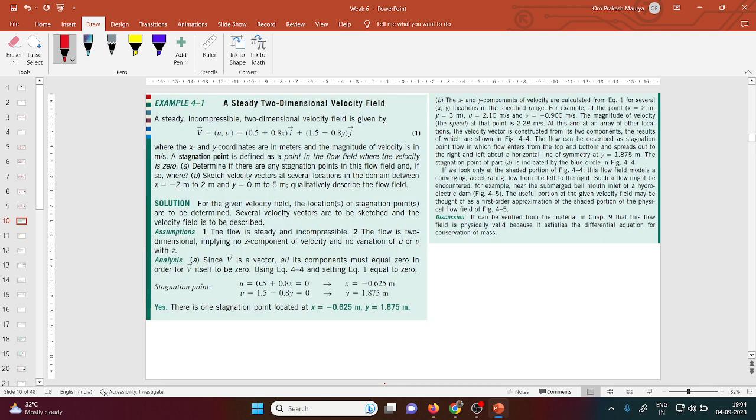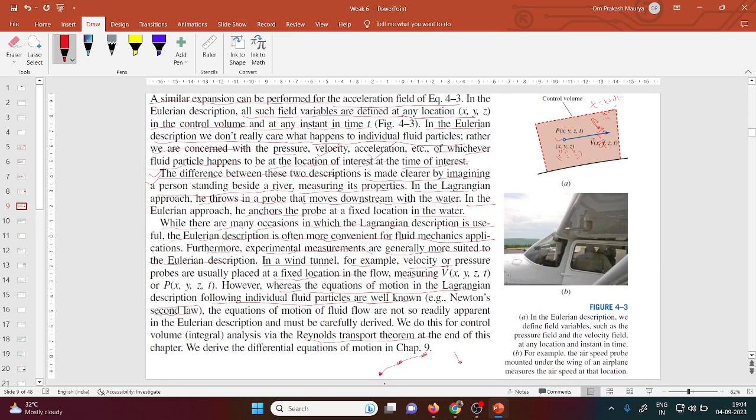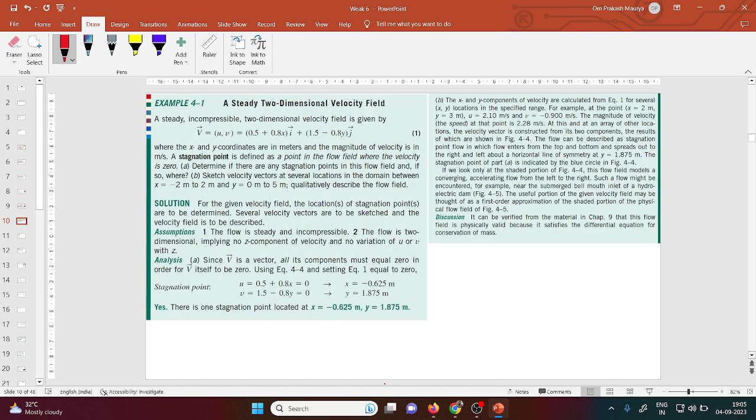So now moving ahead, one question is there, a very easy question. If you want, take the screenshot. Yes, by Lagrangian approach we mean a differential approach, and by Eulerian it will be an integral approach. Yes, yes. Okay, sir. So if you want, please take the screenshot. This is a very basic question.